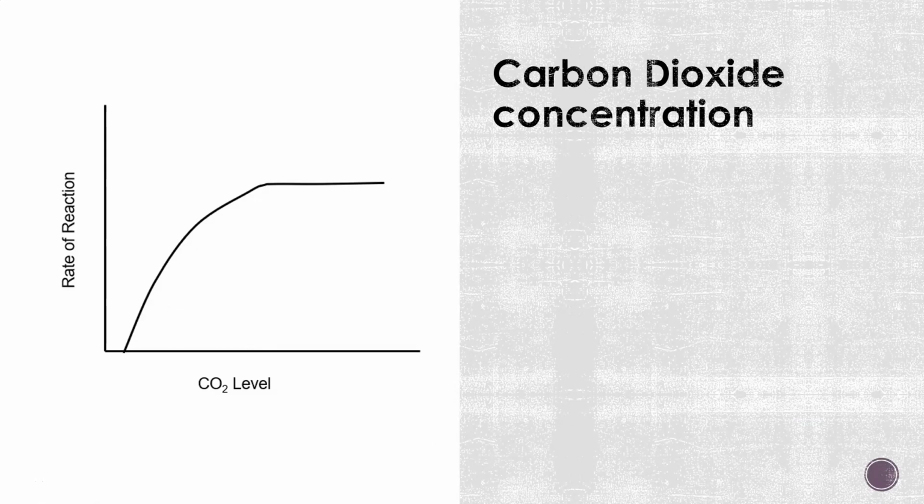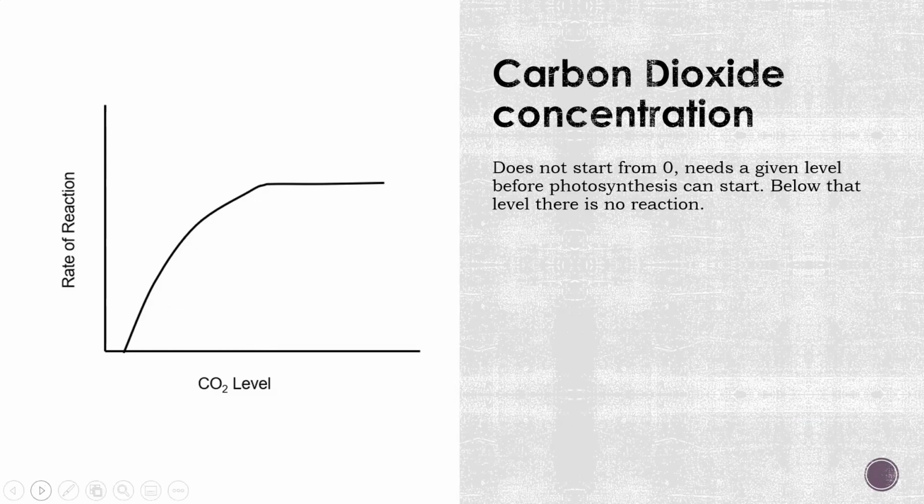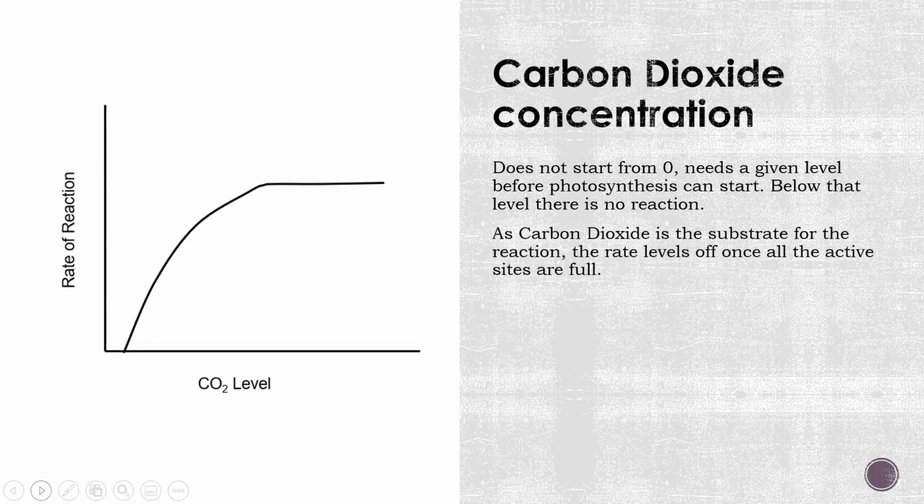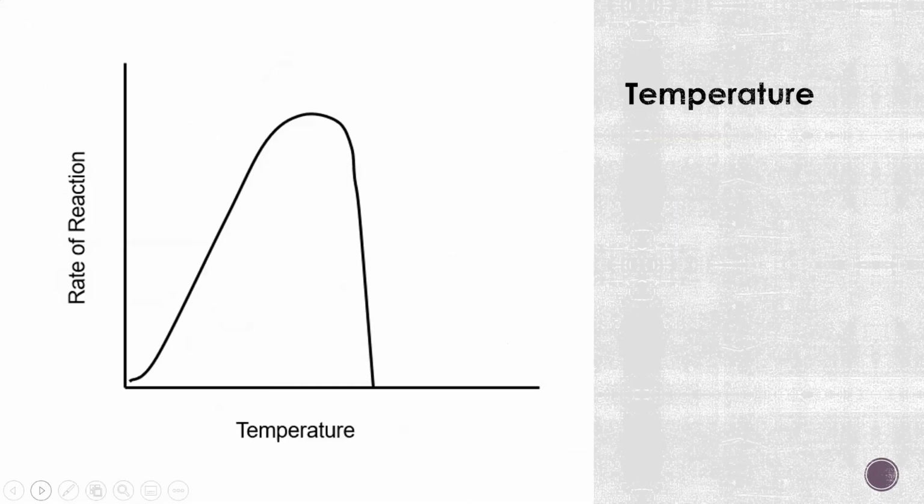Okay, looking at carbon dioxide concentration now, and again, it doesn't start from zero. We need that given level of CO2 present before photosynthesis can occur. Below that level, there's no reaction at all. As carbon dioxide is the substrate for the reaction, the rate levels off once all the active sites are full. Once we've got all the carbon dioxide there that can be used, the reaction then levels off.